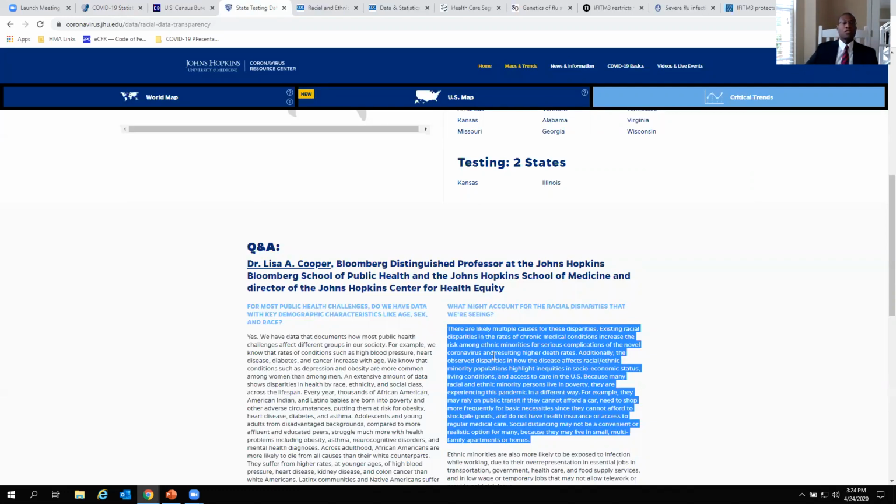That, the questions and answers on the health disparities in COVID-19. There are likely multiple causes for these disparities. Existing racial disparities in the rates of chronic medical conditions increase the risk among ethnic minorities for serious complications of the novel coronavirus, resulting in higher death rates. Additionally, the observed disparities in how the disease affects racial and ethnic minority populations highlight inequities in socioeconomic status, living conditions, and access to care in the United States.